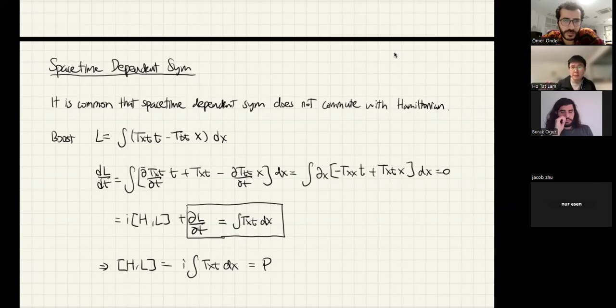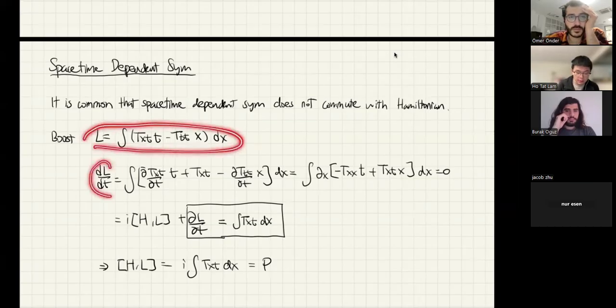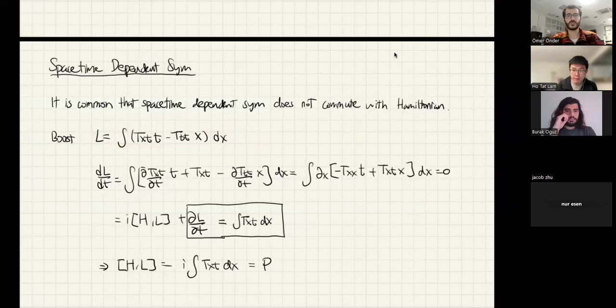A classic example of space-time dependent symmetries is the boost. If we try to build it out of stress tensors, it has explicit dependence on time and on x. And one can check that this operator is actually a conserved operator using the conservation law of stress tensors. So the boost generator is actually conserved, but that doesn't mean that the boost generator commutes with the Hamiltonian. The reason is that the conservation of the boost operator is telling you that the total derivative of an operator with respect to time equals 0.